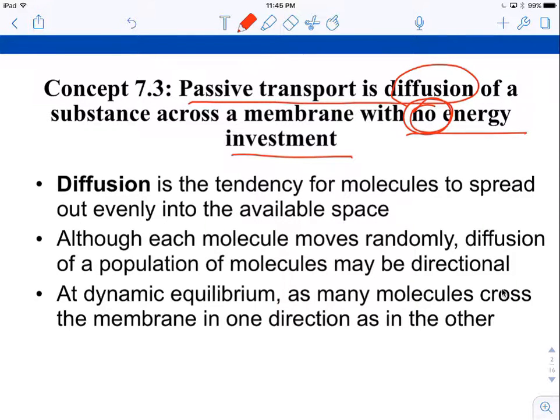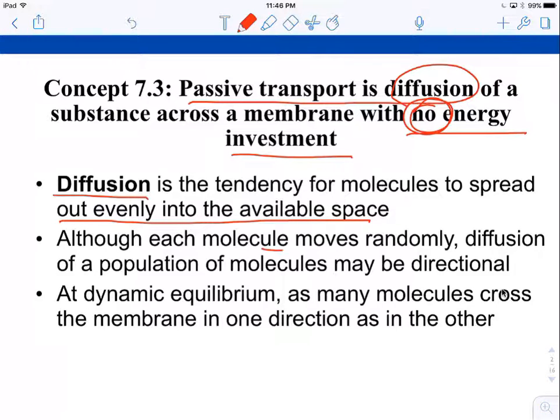So it is always going to be without an energy requirement. So diffusion is the tendency for molecules to spread out evenly into the available space. Mother Nature always likes an equilibrium. We want to try to get to that point. And so nature is always going to push towards an even distribution of molecules.